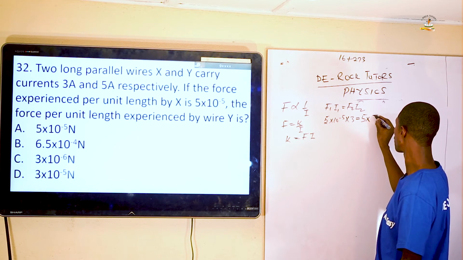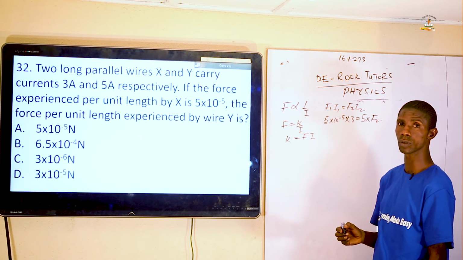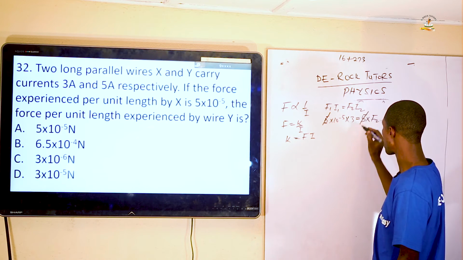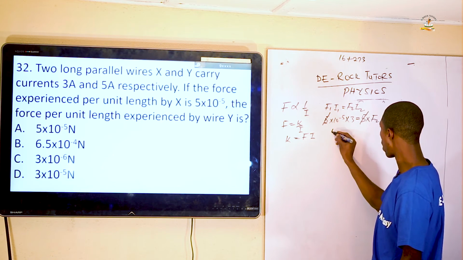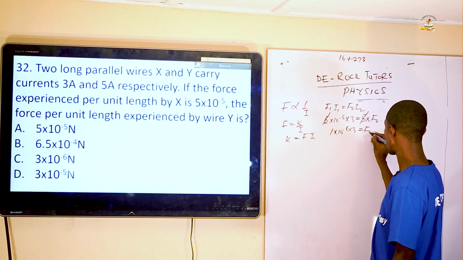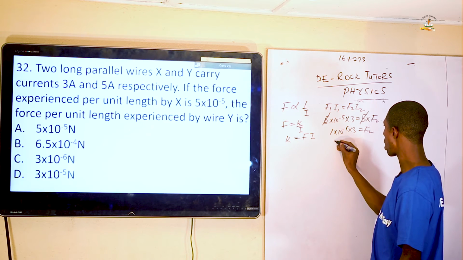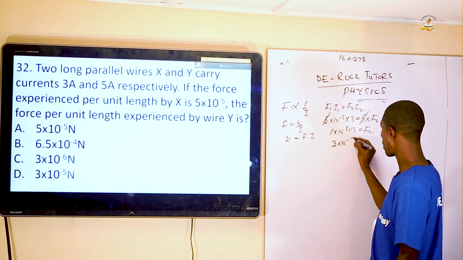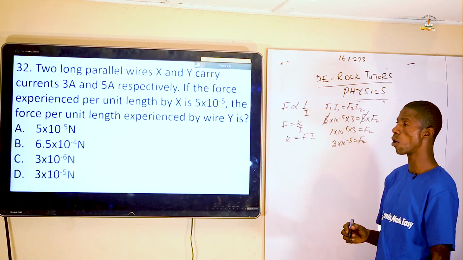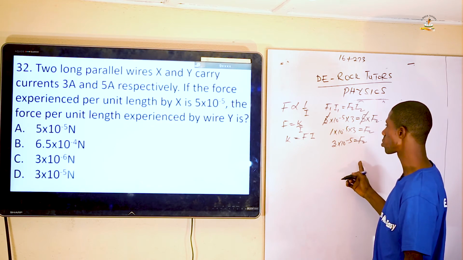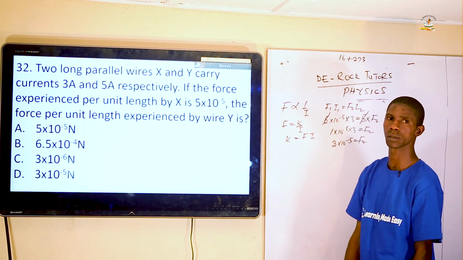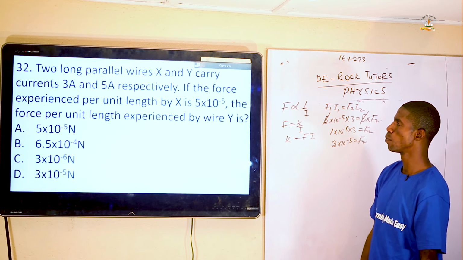Then we are now looking for the force per unit length in the second wire Y. On both sides now, this 5 can cancel out this 5. So we are now left with 1 multiplied by 10 to the power minus 5 times 3, equated to F2. So 3 multiplied by 1 will give us 3, then multiplied by 10 to the power minus 5. That gives us the force per unit length for wire Y. Which option corresponds to that? We have it as option D. So the answer to that question comes as D. So move to the next question.